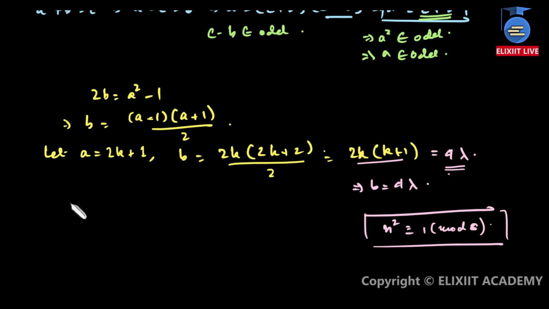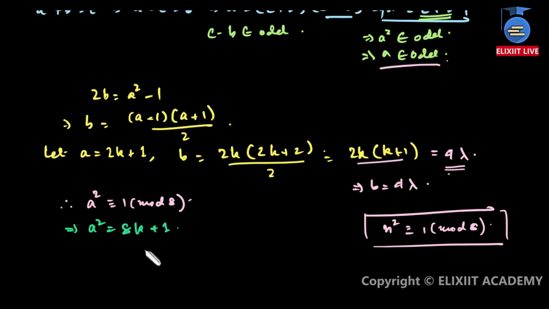Since A is odd, as mentioned, we have proved this as well. So we can say A square is congruent to 1 modulo 8. More specifically, A square is of the form 8k plus 1. You divide by 8, the remainder is 1. So A square congruent to 1 modulo 8 is the same as A square equal to 8k plus 1.